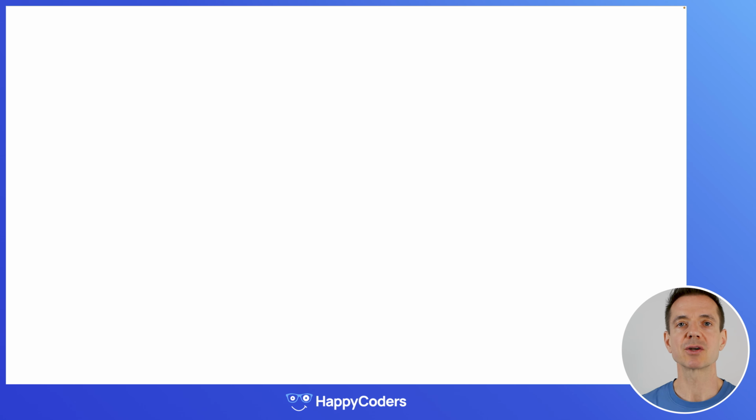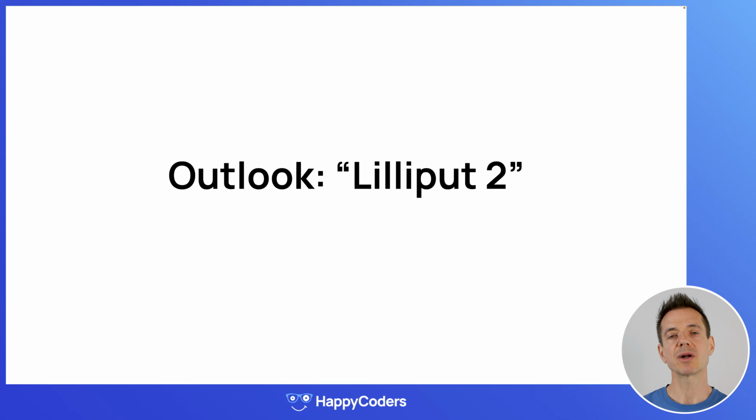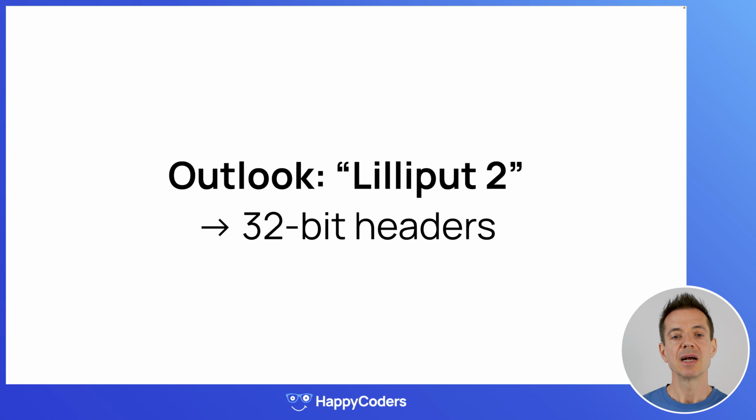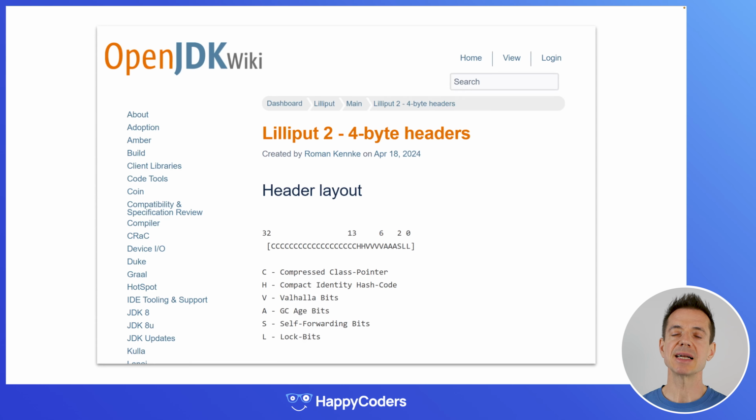Now you've learned about the current state of Project Lilliput. And here's a brief outlook on Lilliput 2. The goal is to shrink the headers even further, down to just 32 bits. And there's already a concrete proposal for how that's supposed to work. You can find it in the Project Lilliput wiki. I'll give you a link to that at the end of the presentation.